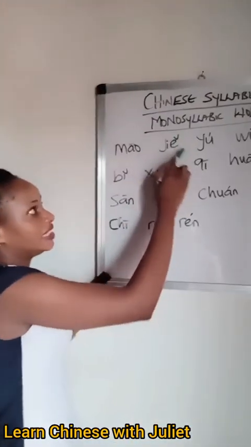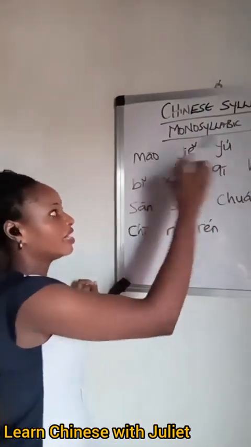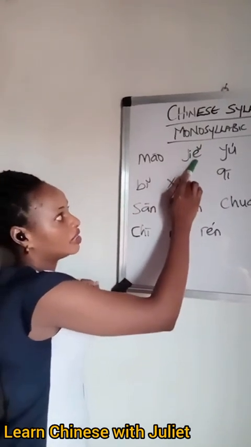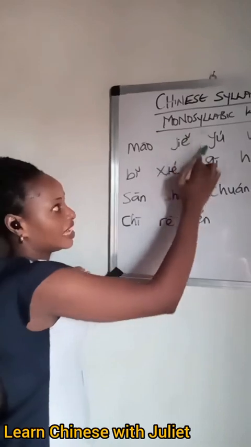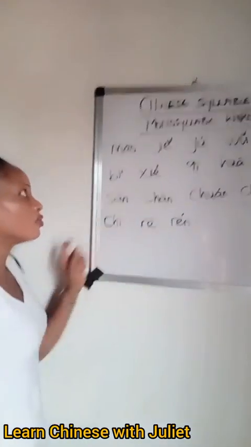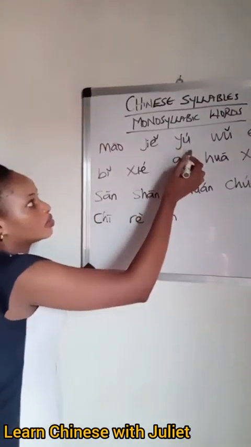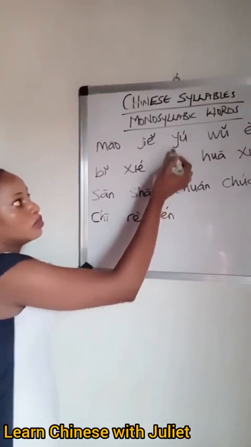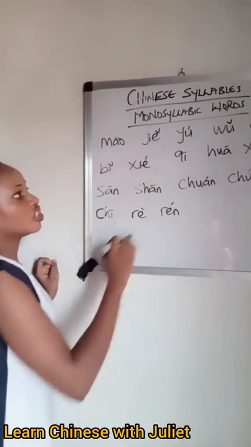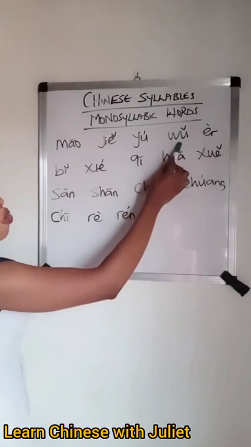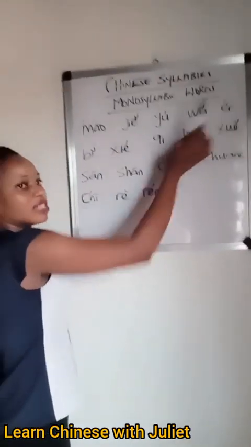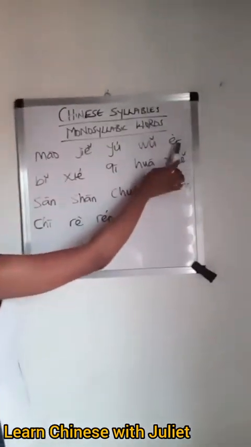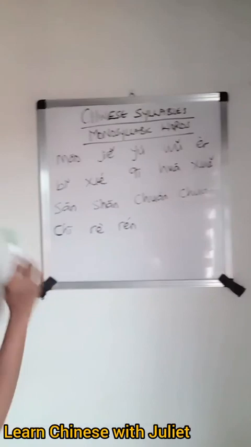Now this is the compound initials. If an initial, then a compound final. This is the third tone, falling and rising tone. Now look at this. We have you. This is fish. Now this is wu, 5. Now this is R. Remember the special final. It's called R. This is 2, number 2 in Chinese numbers.